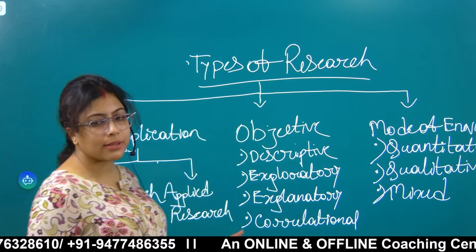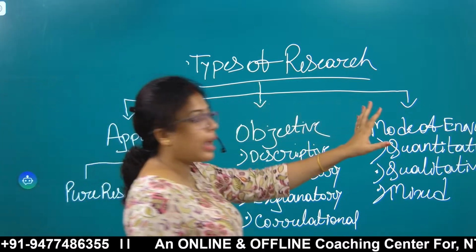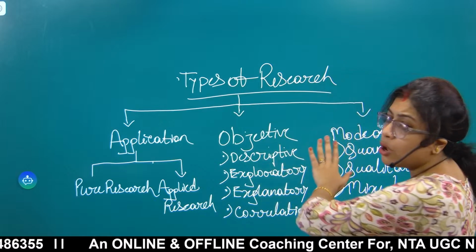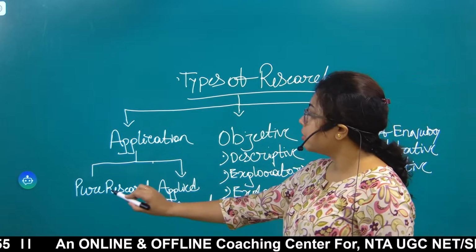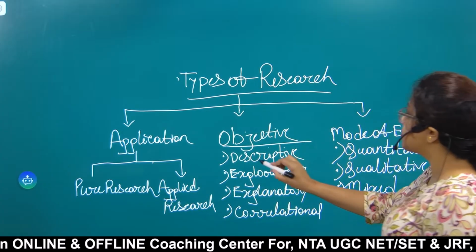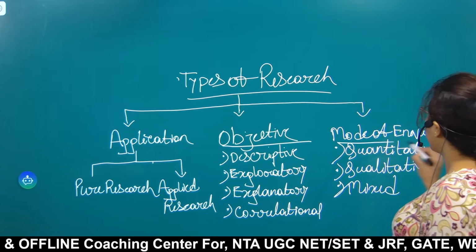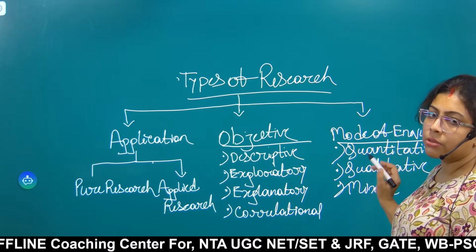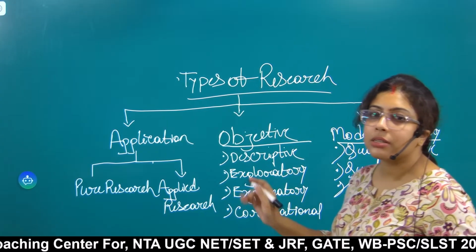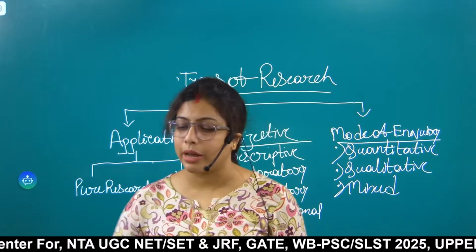I'm just repeating it once, types of research. It can be divided into three categories: based on application, based on objective, and based on mode of inquiry. Application has two types, pure research and applied research. Objective has four types: descriptive, exploratory, explanatory, and correlational research. Mode of inquiry has three types: qualitative, quantitative, and mixed research. So let us go by the definitions one by one.